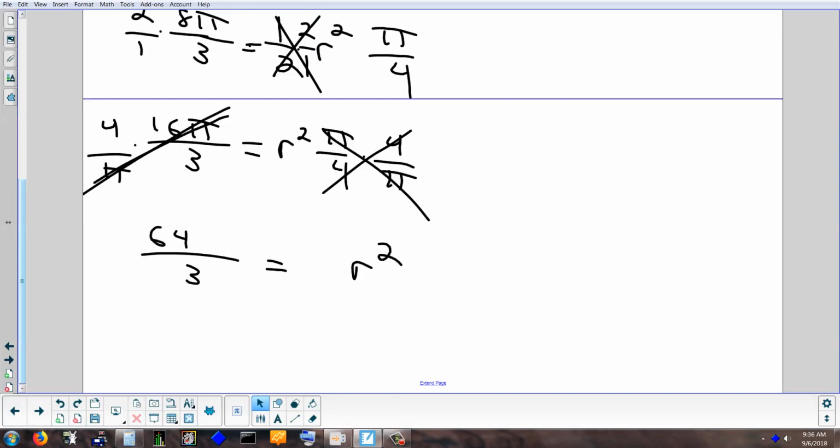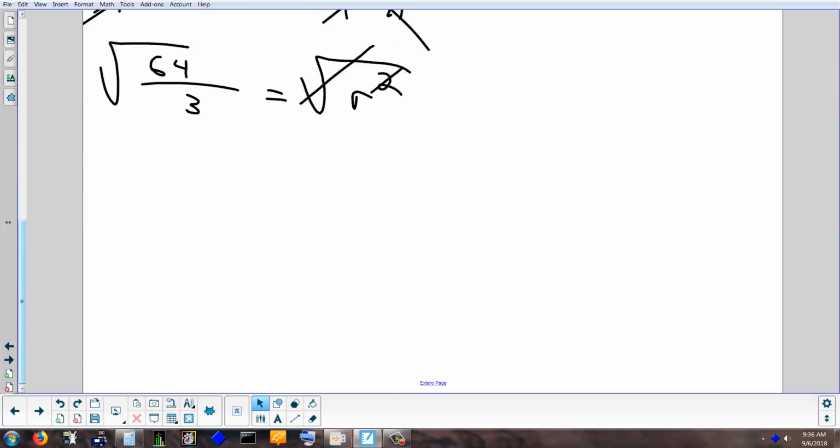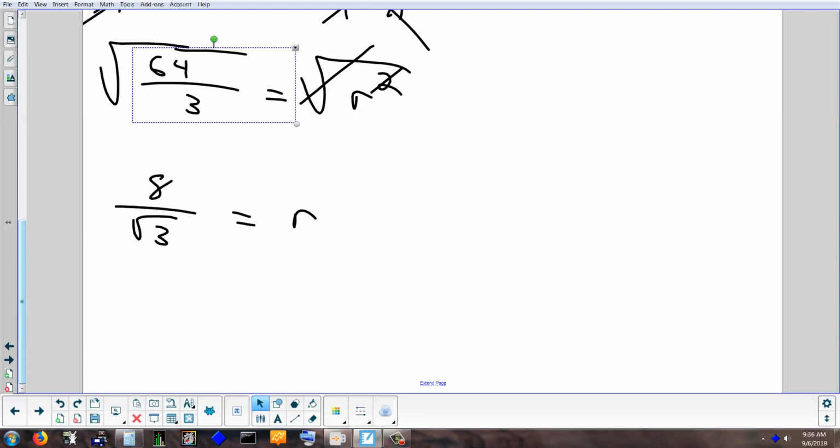Okay, so we're close. We want the radius, and right now we have the radius squared. What do I have to do on both sides to get rid of squaring? Square root. So take the square root of both sides. Square and square root cancel. When you square root a fraction, you square root the top and the bottom separately. The square root of 64 is 8. So I get 8 over the square root of 3, and that's my radius.